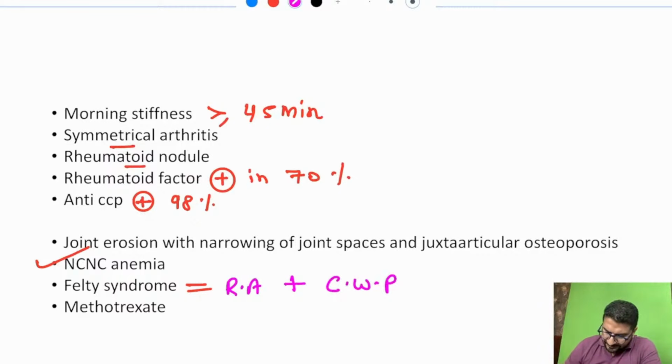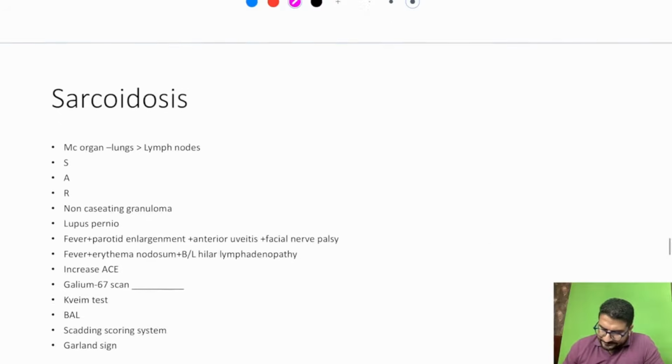And now we start treatment with methotrexate and the starting dose is 7.5 to 15 mg once in a week. Methotrexate को हफ्ते में एक बार देते हैं, डेली नहीं देते, because it's a very toxic drug.